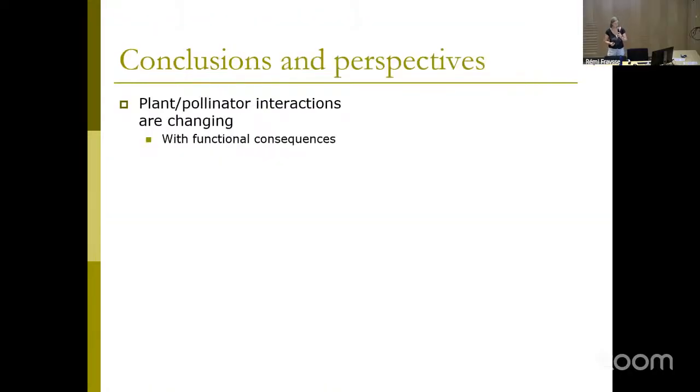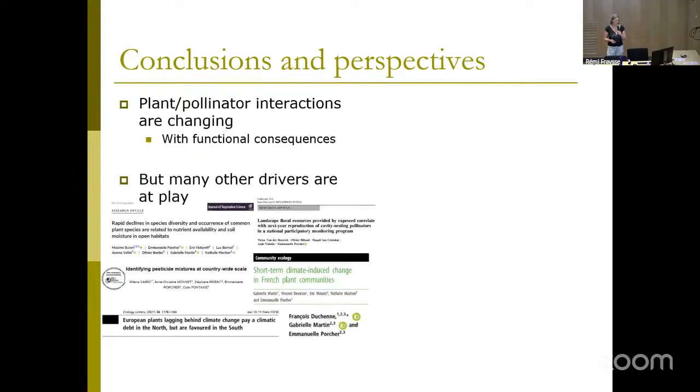Okay, but I'm reaching the end of my time, and I will conclude. So I think we have now sufficient pieces of evidence that plant-pollinator interactions are changing with functional consequences in terms of animal pollination, which seems to be deficient in at least several areas of France and Europe, and probably globally. However, there are many other drivers at play, and I, with colleagues, am working on some of these other drivers, which are climate change, impact of land use, and particularly agriculture.